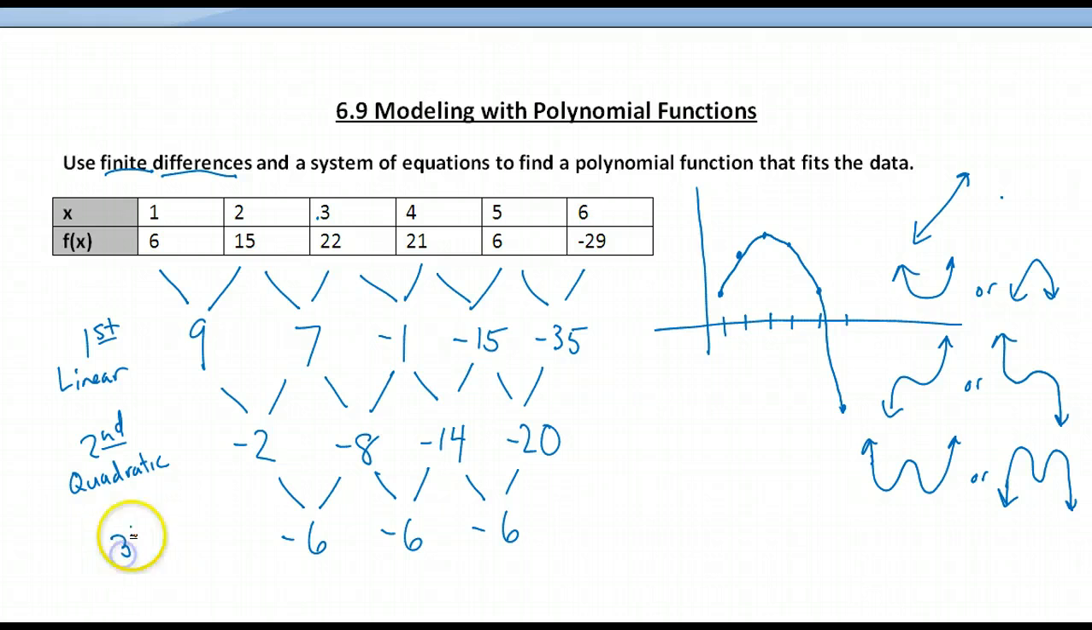This was the third order difference. Notice that I'm constant all the way across. Negative 6, negative 6, negative 6. These are all the same numbers. So my polynomial will be cubic. Whatever order difference is constant, that's going to tell me what kind of polynomial I'm working with. So this polynomial is actually part of a cubic graph.